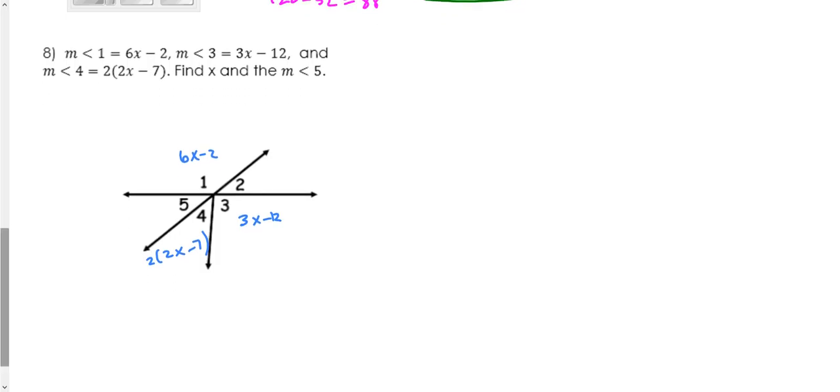This is pretty much the exact same thing that we did yesterday in the warm-up. So if I know that this is angle 1 right here, notice that if I extend this line, and I extend this line, you should be able to see that the distance from here to here is the same as the distance from here to here. So those are vertical angles, which means that angle 6x minus 2 is the same as if I add these two angles. So that means if I take 2 times 2x minus 7 plus 3x minus 12, the sum of these two angles is this angle.